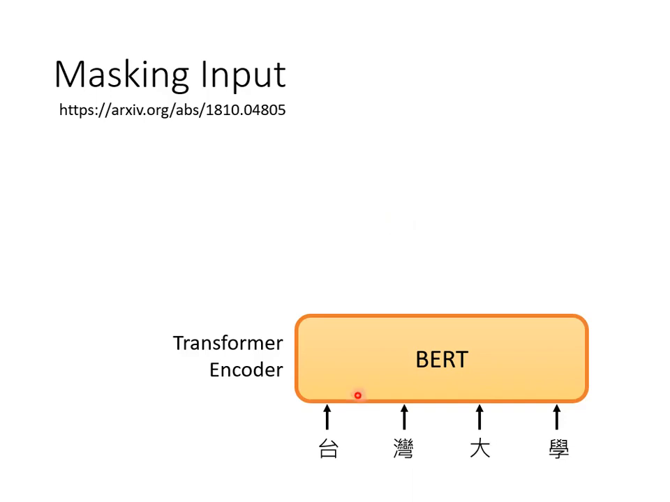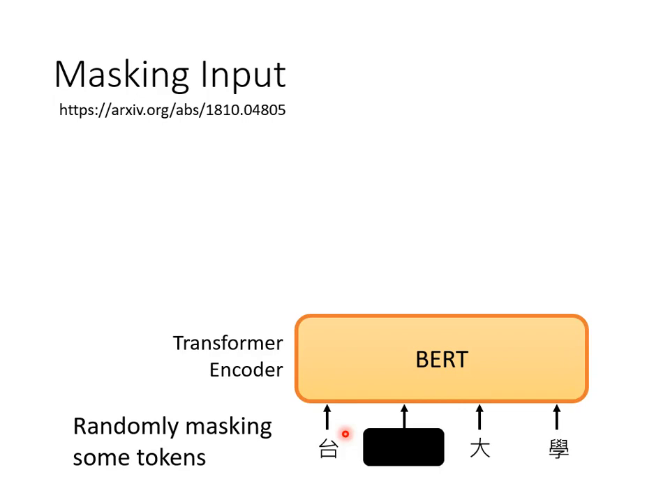You can say that I change the input to voice, or change the input to image. It's all the same. Okay, the input of BERT is a piece of text here. The next thing we need to do is randomly masking some input text. Which parts will be masked? The masked part is decided randomly.